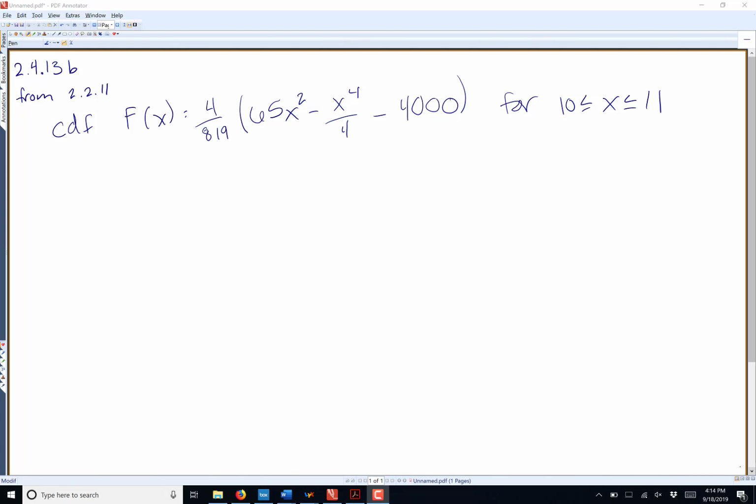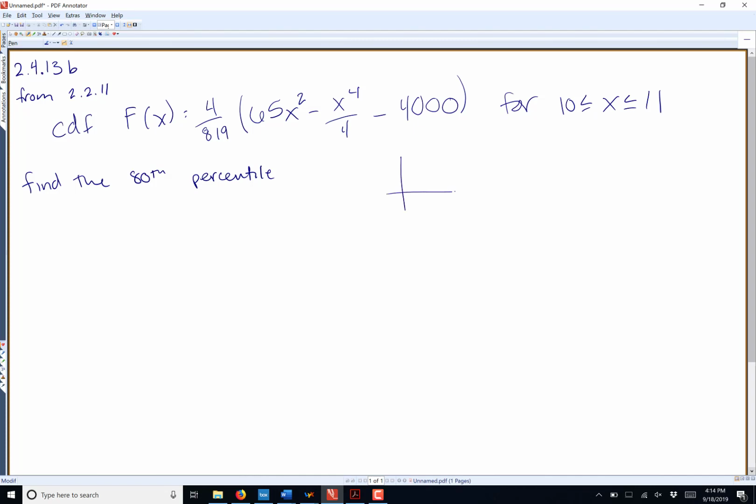This is 2.4.13b, and from 2.2.11 we found the CDF. We're supposed to find the 80th percentile. Well, the 80th percentile means find the x value that has 80% to the left.